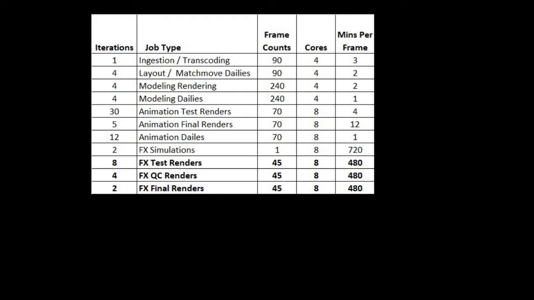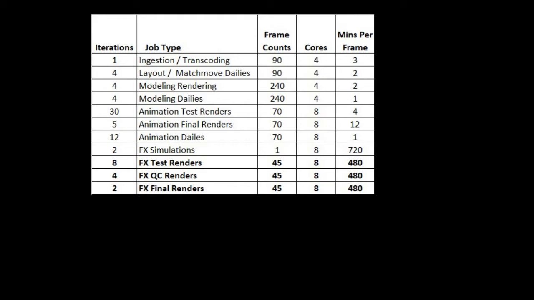And then the effects test renders, that simulation is going to generate frames that need to be rendered. And now we're going to assume here that it's only maybe 45 frames. Maybe not the full shot has the effects work in it, but it's still 45 frames. And these are going to maybe take 8 hours a frame to render. So now we're really starting to get up there in total core hours. Now, finally, there's going to be some effects dailies as they prune these out. This will be a small, infinitesimal portion of the render footprint.